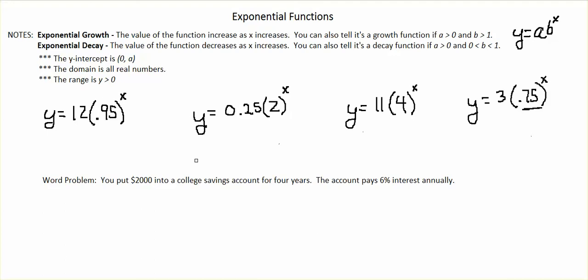In this second part of our lesson, we're going to take a look at exponential functions and how to determine whether they're growth functions or decay functions. So I want you to go ahead and pause the video and take your notes.